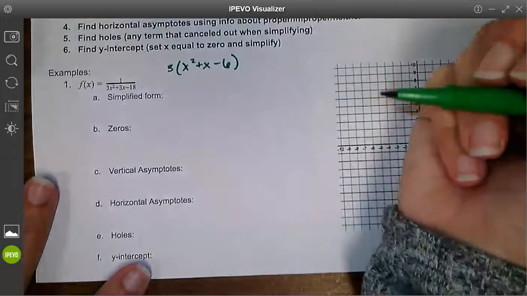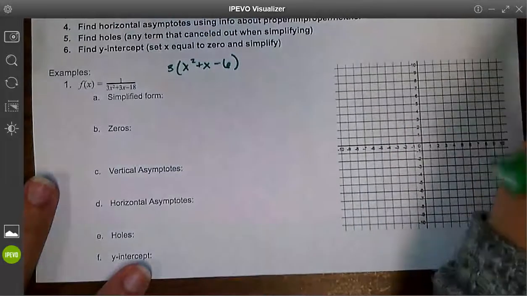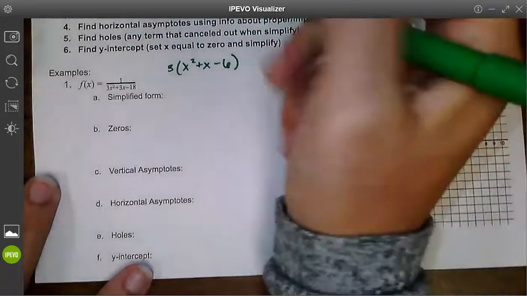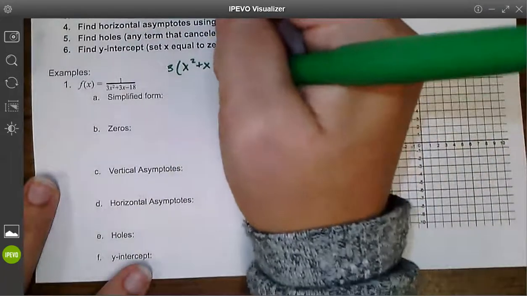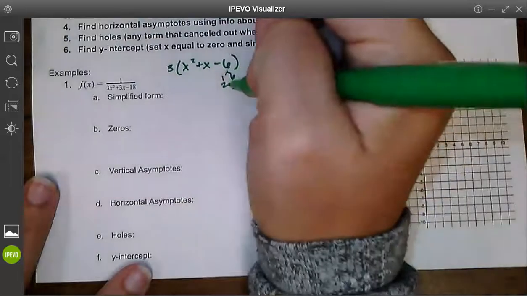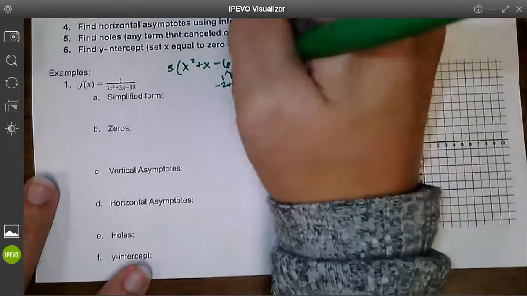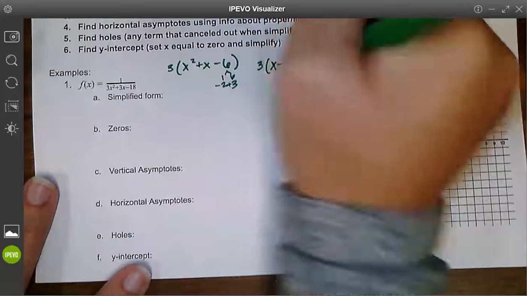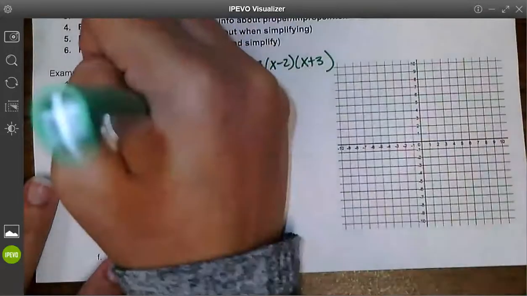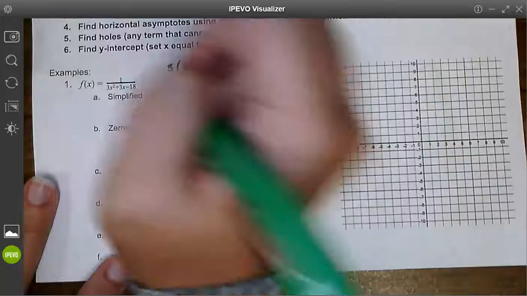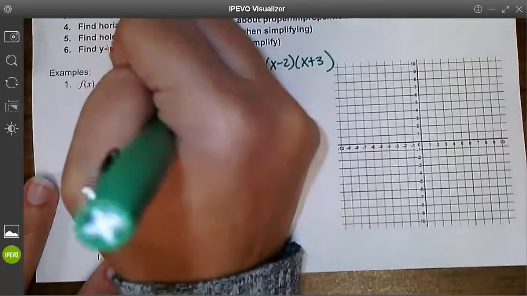What I want is to get to a bunch of binomials. Remember, that's 2 terms with an x and a constant. So factors of 6 can give me 1 and 6, 2 and 3. To get positive 1, I'm going to have positive 3 and negative 2. So I have 3 times x minus 2 times x plus 3. That's my denominator. So that's going to be your simplified form, your factored as much as possible form.